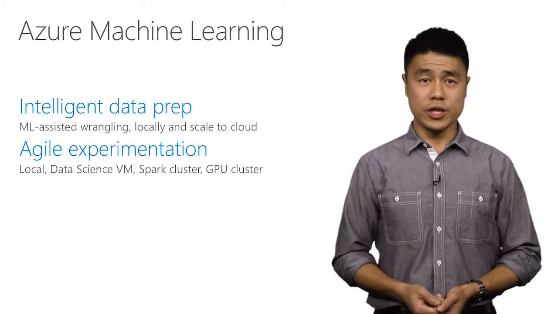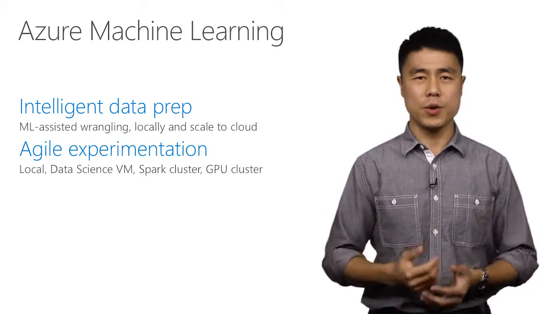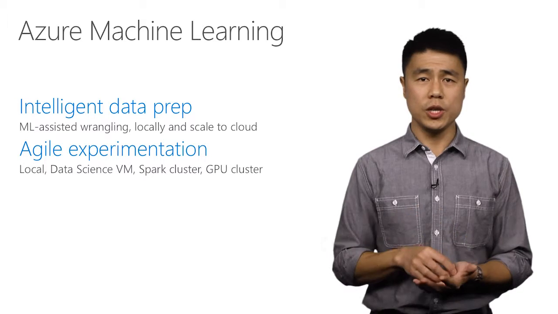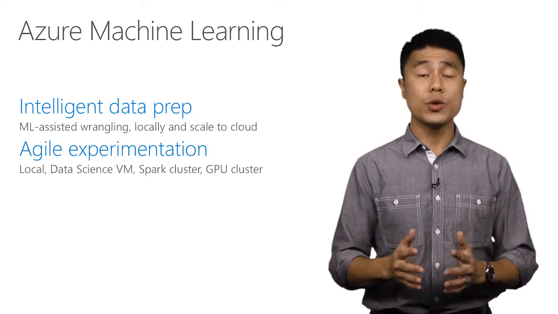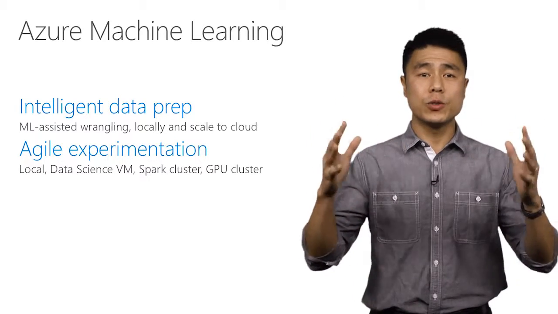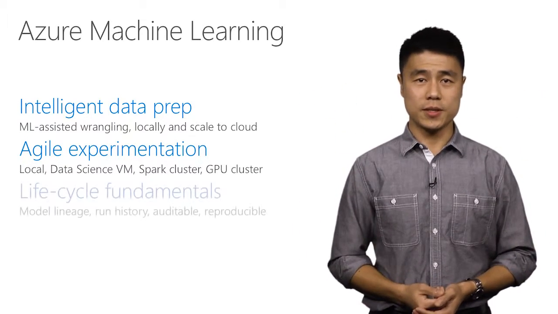Agile experimentation enables you to train your model using the compute context that makes the most sense. For example, you may want to iterate quickly on your local machine. Or if you want more RAM, you can scale up to a data science VM on Azure. You can scale out to a Spark cluster or even a GPU cluster to run your training jobs.